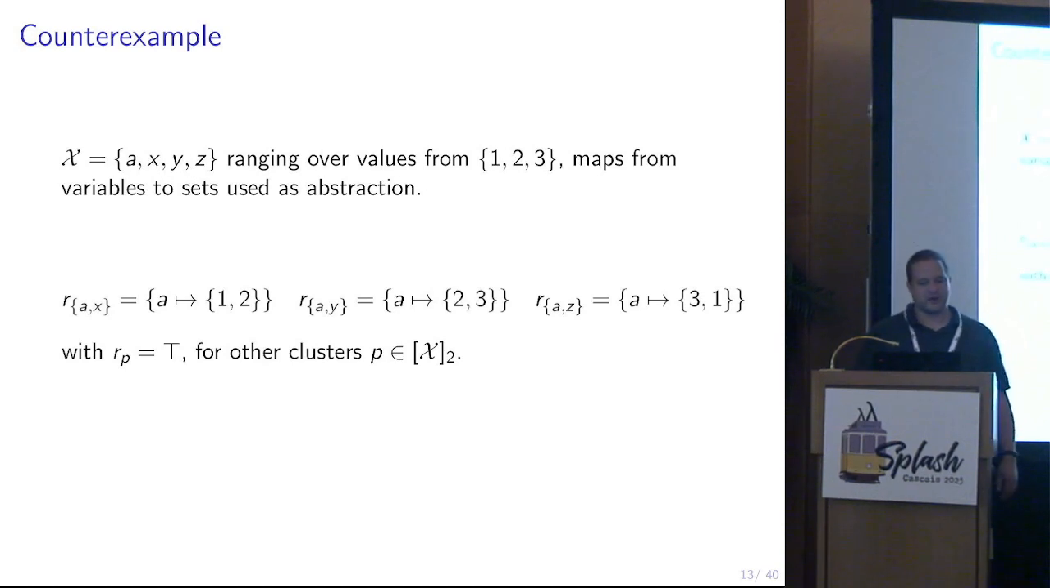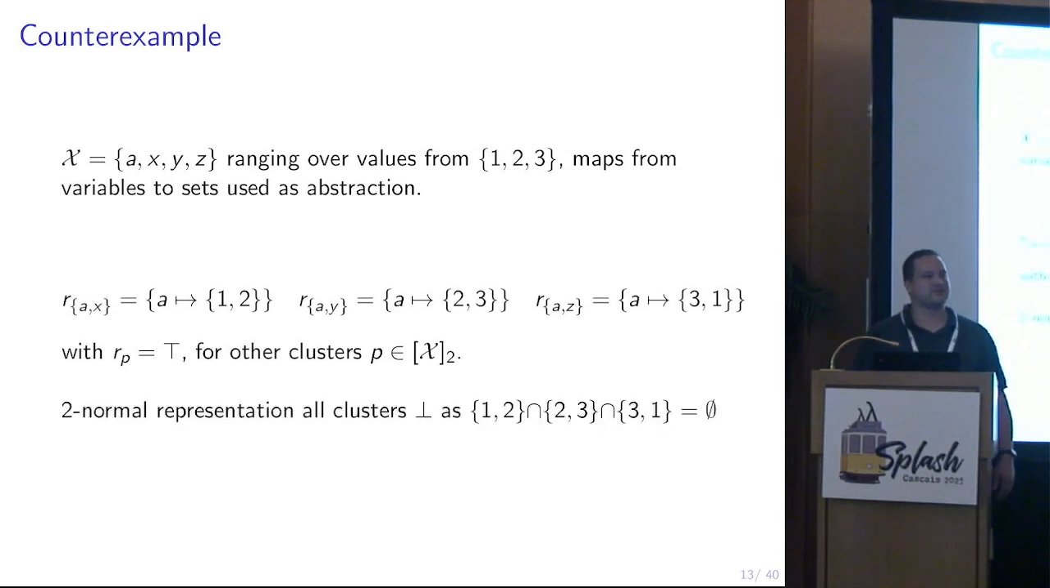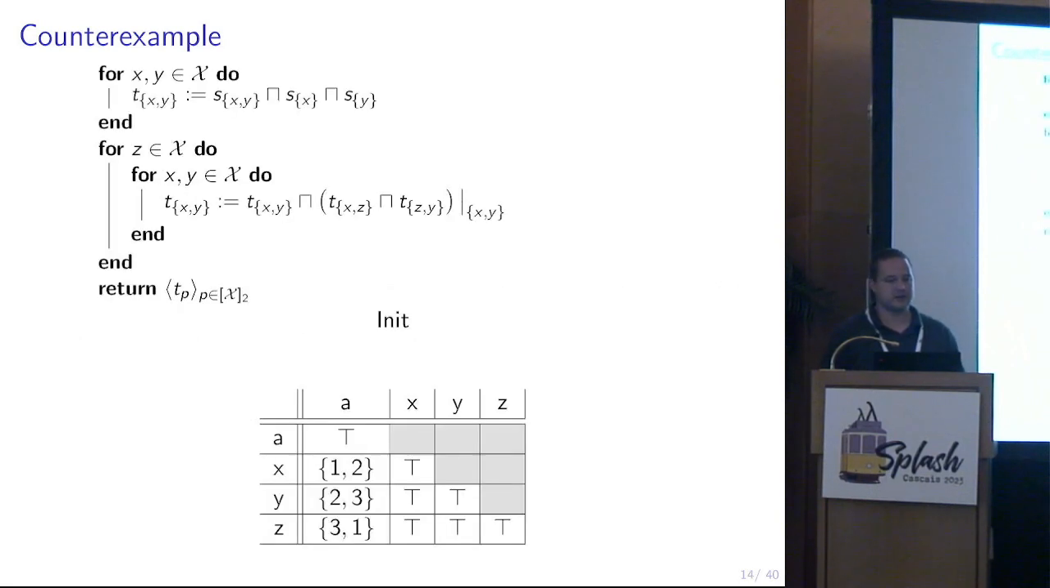And now the 2 normal representation of this should be bottom in all clusters, because if I do the intersection of all of these sets, then I find out that actually there is no value for A that satisfies all of these requirements, and therefore the value should be bottom. Let's take a look at what the Floyd-Warshall algorithm actually does here.